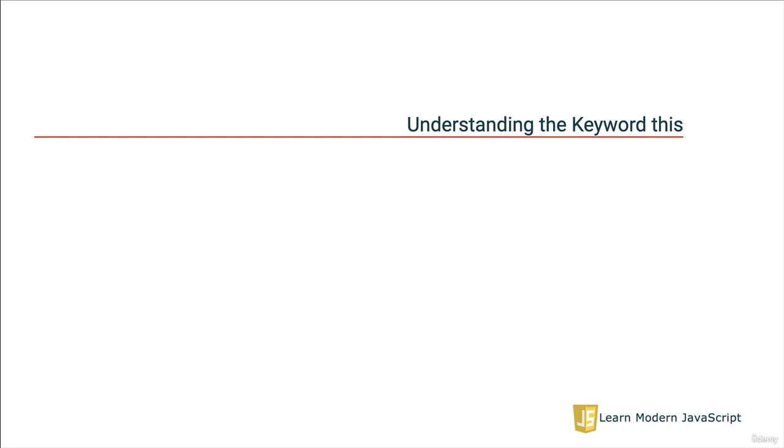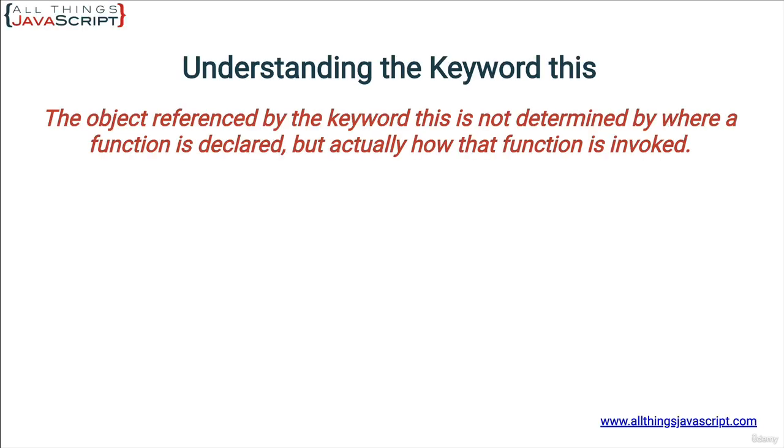Now let's look at this definition. The object referenced by the keyword this is not determined by where a function is declared, but actually how that function is invoked. And that's an important distinction. So how the function is invoked determines the value of the keyword this, determines which object is referenced. So keep that in mind. Now let's begin illustrating this with some examples.